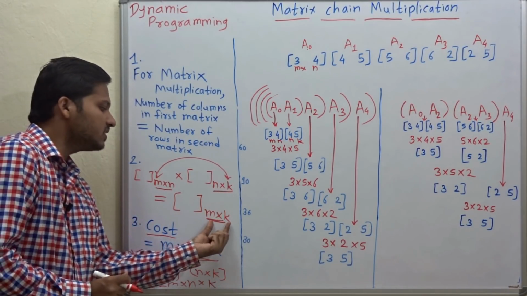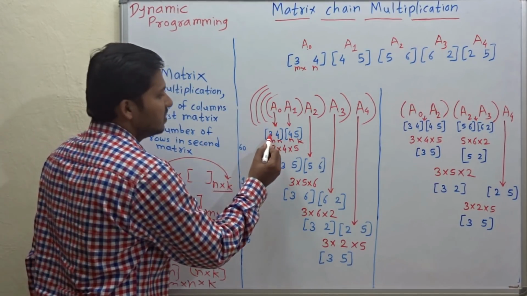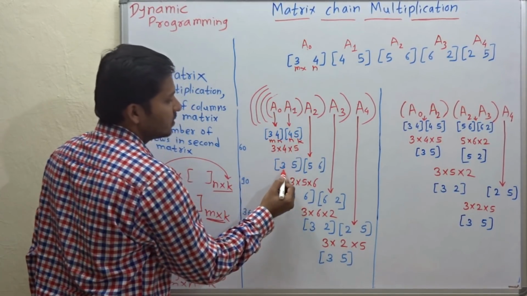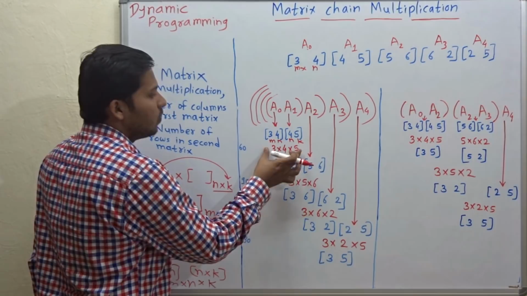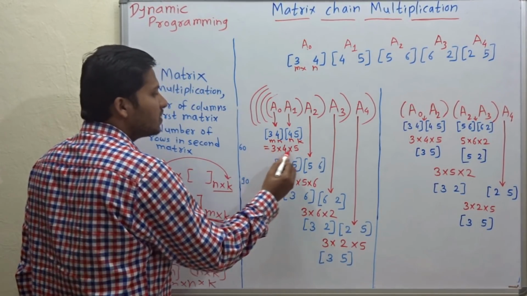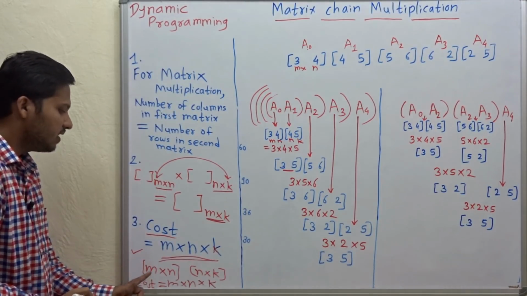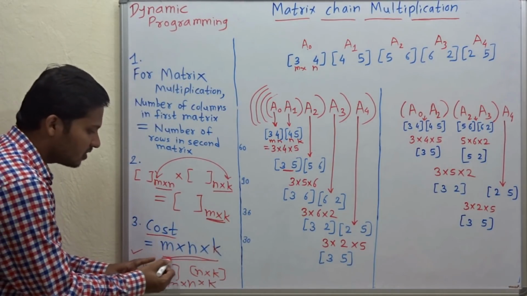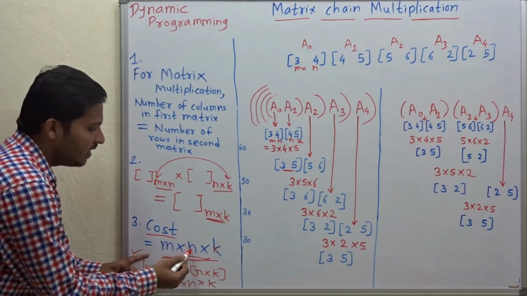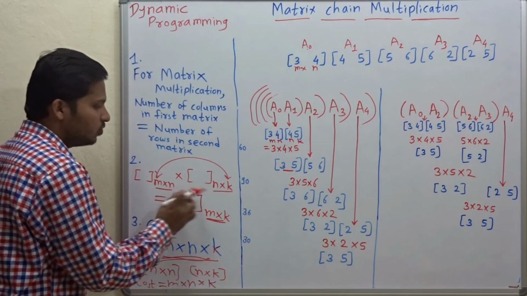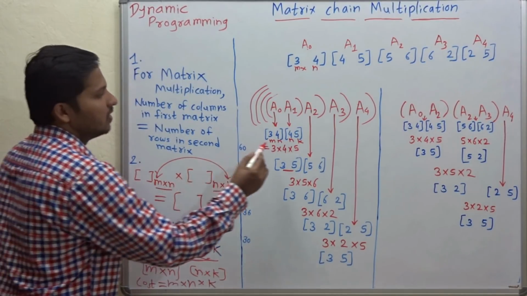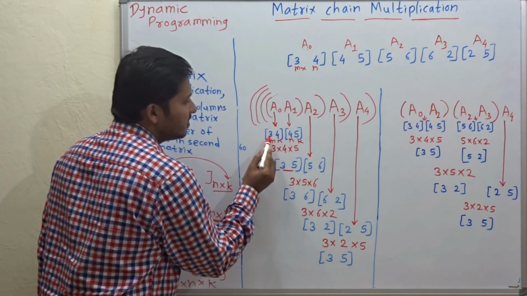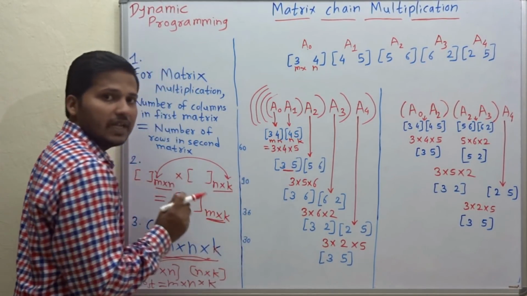So what is the result matrix size? That is m by k. See, 3 by 4 into 4 by 5. So the result will be 3 by 5. So that is the result here, 3 by 5. Now what is this? See, this is the cost of multiplication. Like written here, if we multiply m cross n with n cross k, then the cost of multiplication is m into n into k, right? M into the common n into k. So here the cost of multiplication will be m into n into k, means 3 into 4 into 5. Okay, that is the cost.